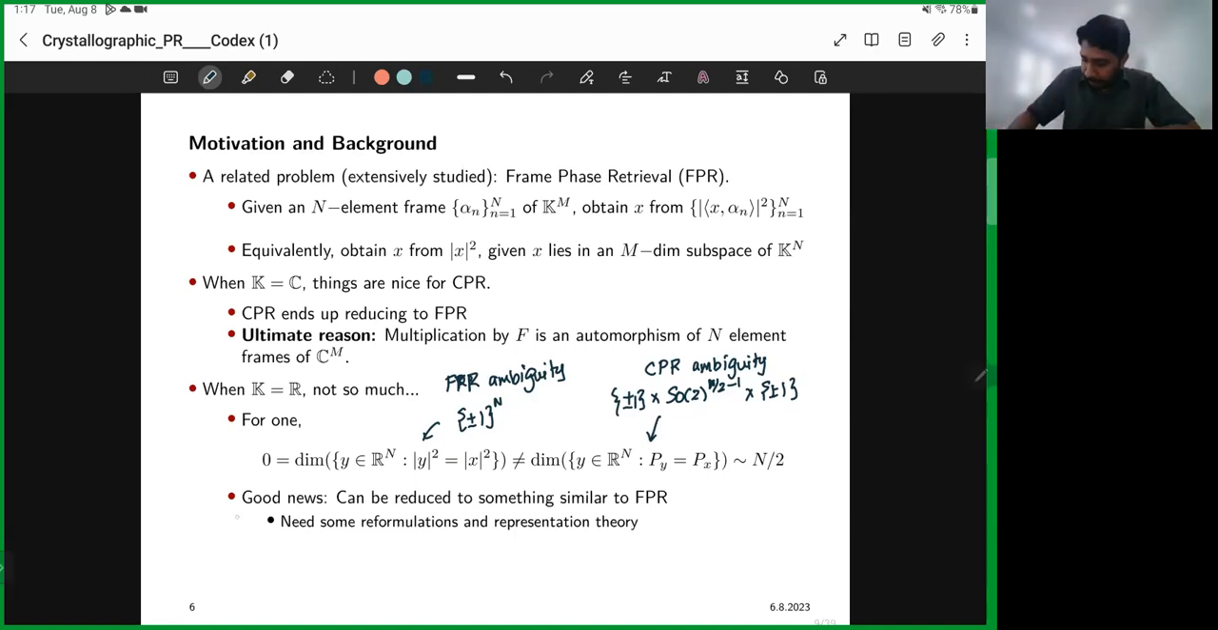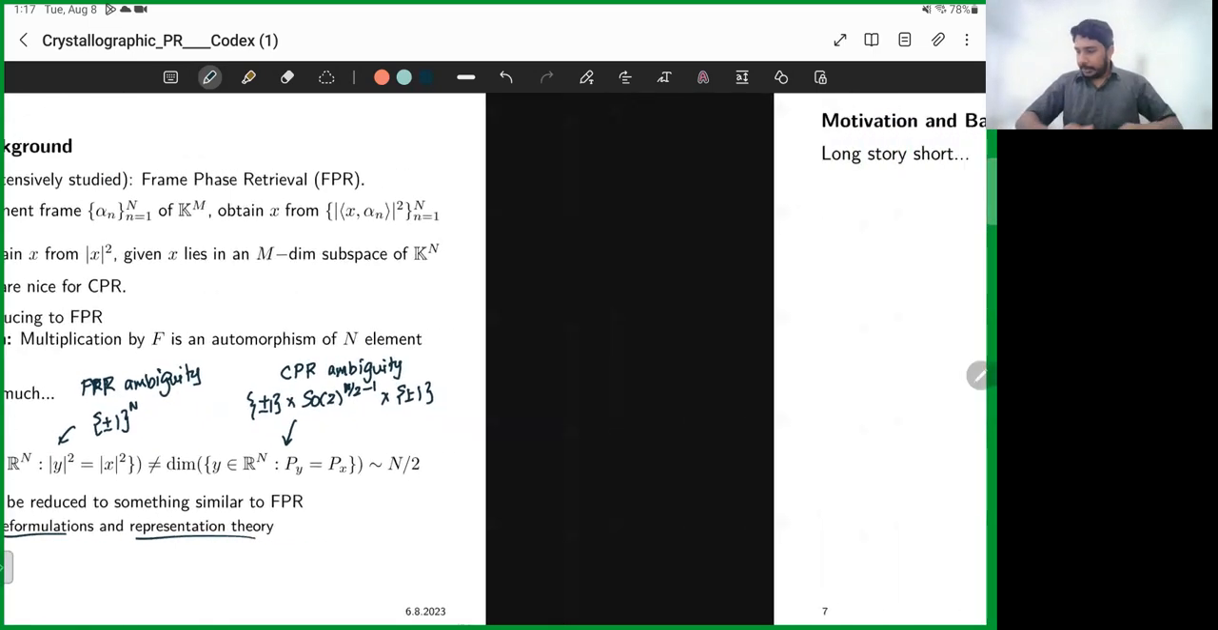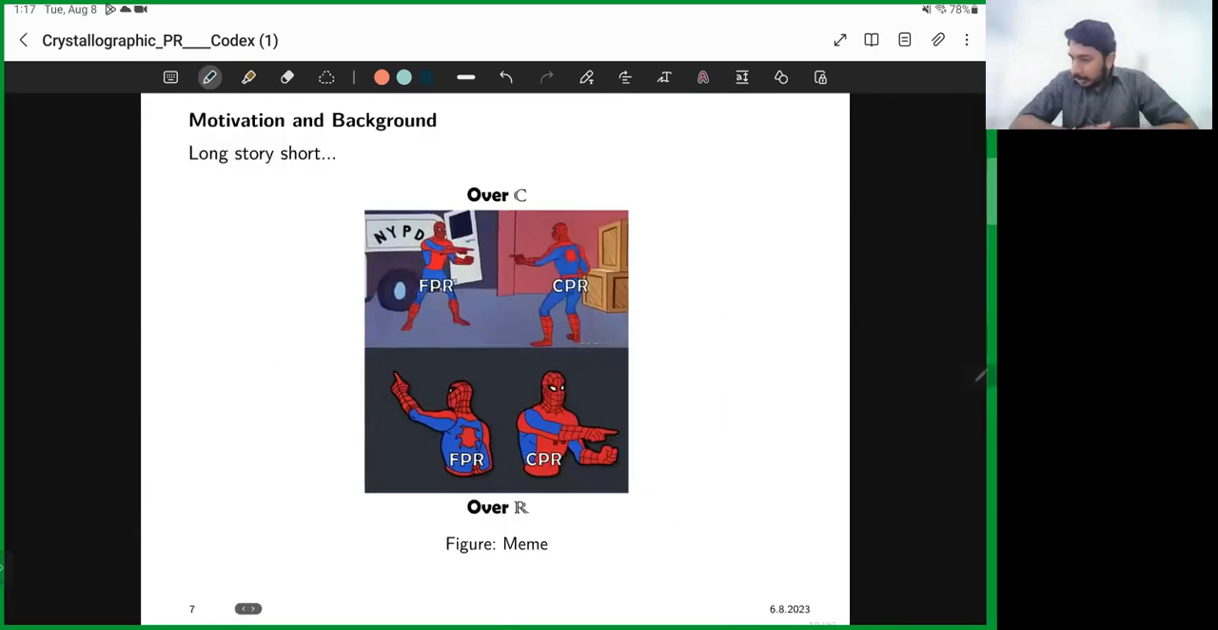But there is a silver lining. There is good news, right? And the good news is that CPR can be reduced to something that is similar to FPR, but that's going to need a lot of reformulations and representation theory. Okay, so long story short, in the language of internet memes, over the complex numbers, everybody's happy, right? Because CPR and FPR immediately identify each other and as such are able to be simplified rather immediately.